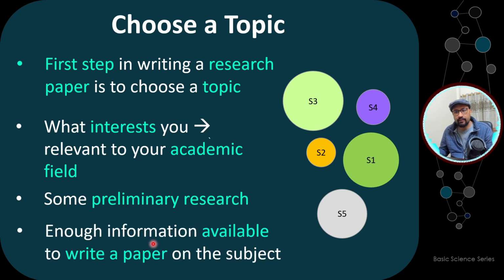Again, enough information available to write a paper on the subject. So now you have to see whether there is enough information available on that particular topic to write a research paper. You can't select area which is very, very remote and nobody is working on that one. So you need to find an area where you can collect enough information, or you can do research on that area and then publish the paper out of it.